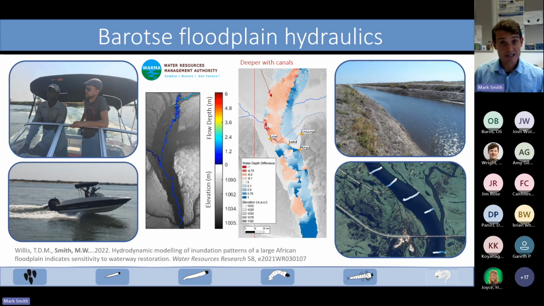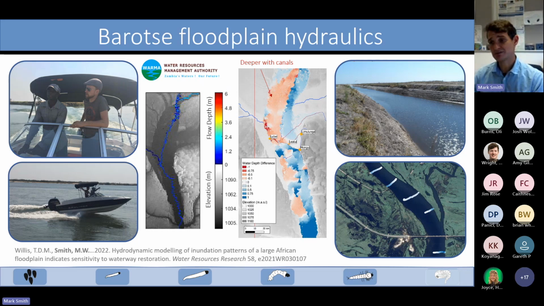Which we were seeing was damaging traditional practices. The Barotse floodplain has the Lozi people on there, and every year they practice transhumance. There's a ceremony where they leave the floodplain to go to a higher village for the wet season. And the timing of that has become disrupted in recent years.